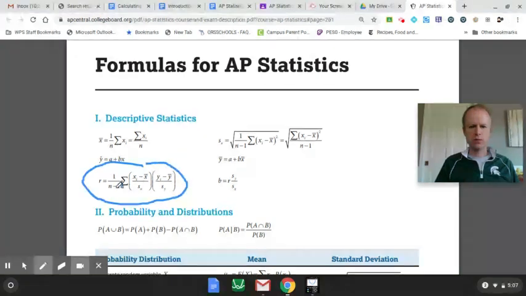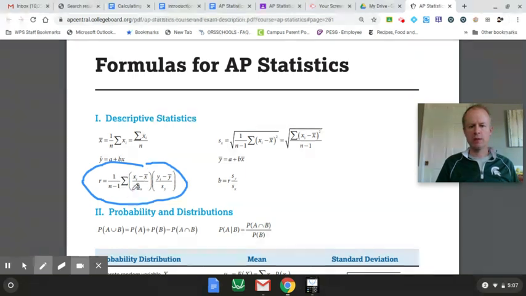If you look at this, on the outside we have 1 over n minus 1. So n is the number of points that we have in our data set. Here, since we had 10 students, n would be 10. So 1 over 10 minus 1.